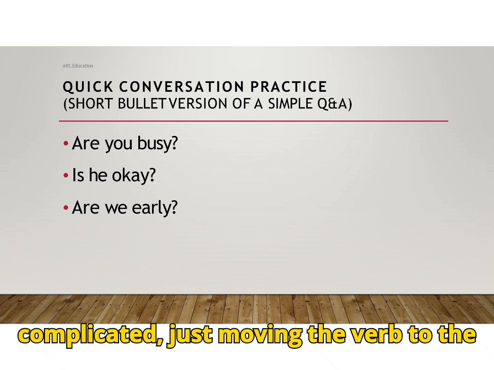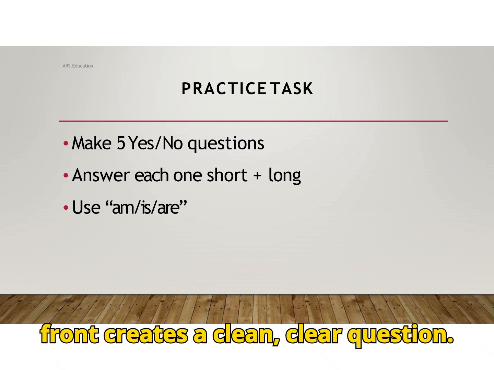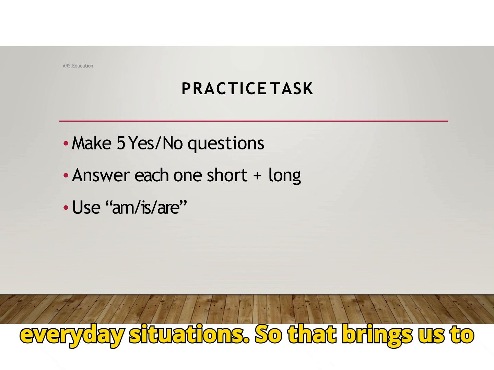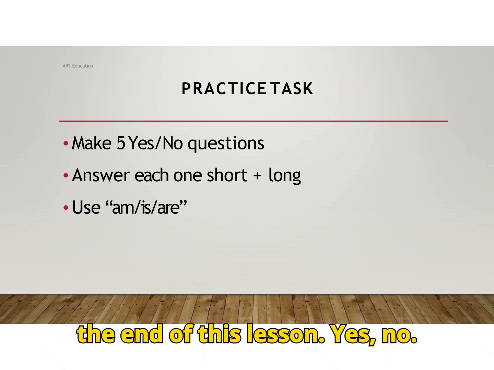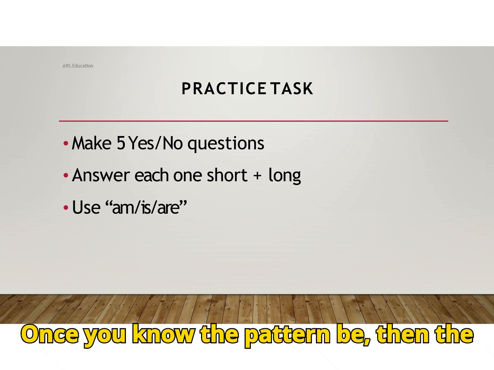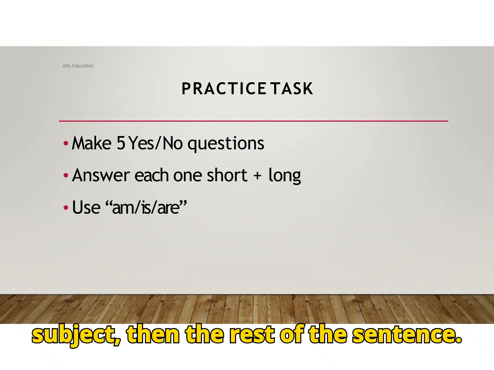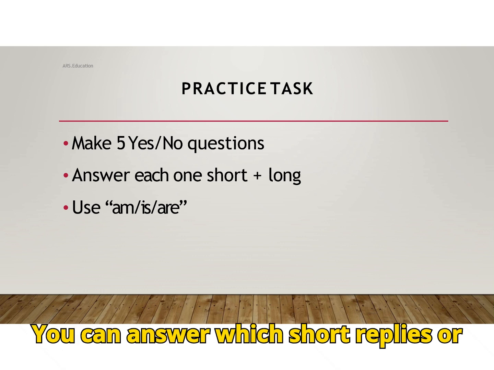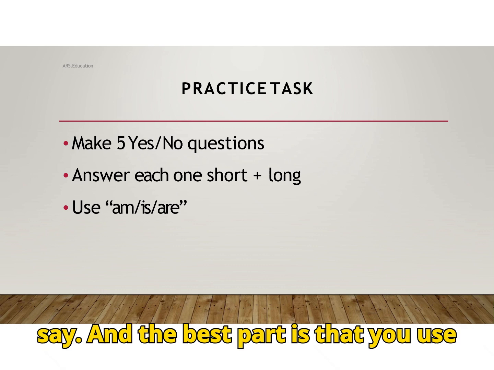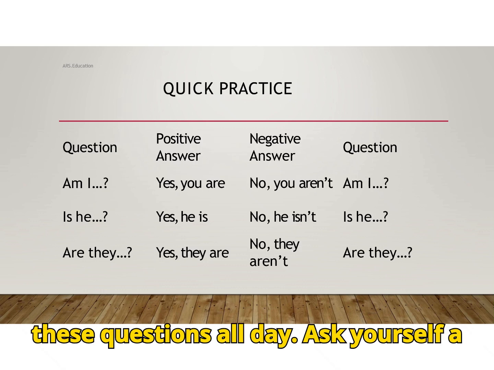Nothing complicated. Just moving the verb to the front creates a clean, clear question. This is how real English sounds in everyday situations. So that brings us to the end of this lesson. Yes-no questions with the verb be are very easy once you know the pattern. Be, then the subject, then the rest of the sentence. You can answer with short replies or longer ones, depending on what you want to say. And the best part is that you use these questions all day.